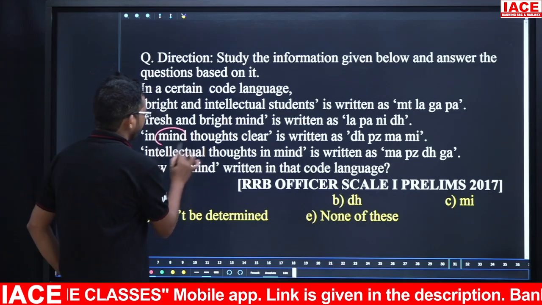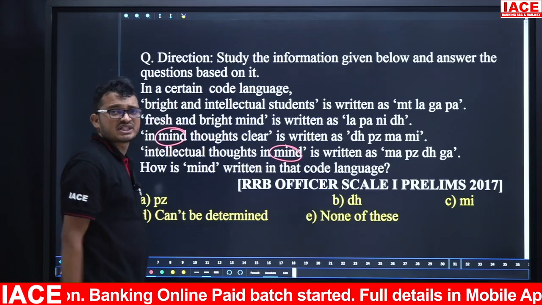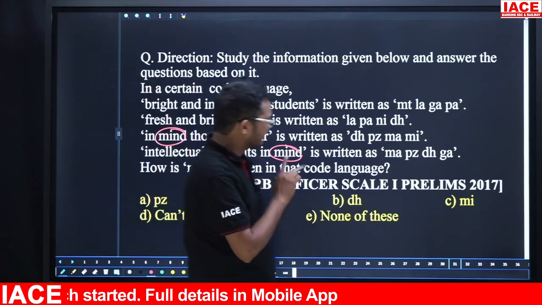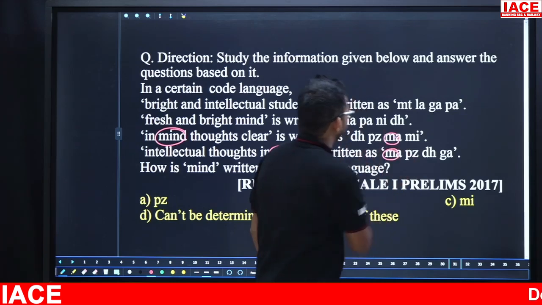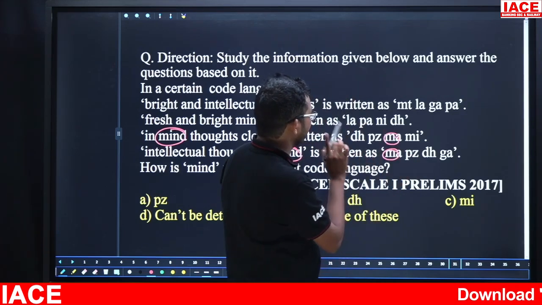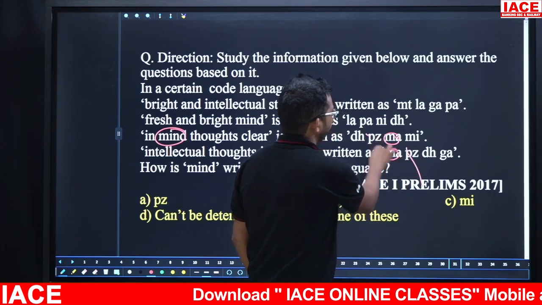Friends, here we are having mind, here also we are having mind. In the third line and fourth line the common information is mind. Now the common code in the third and fourth lines is MA, here MA and here also MA. In the remaining lines, MA is not there. Next one, PZ: here we have PZ, here also PZ.